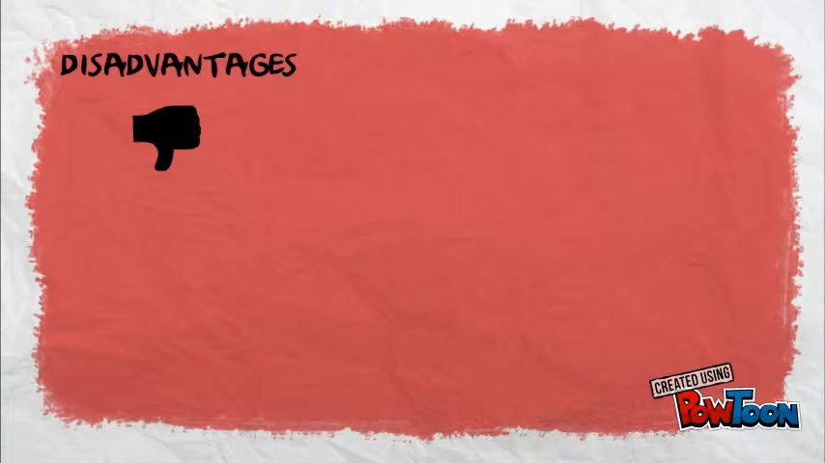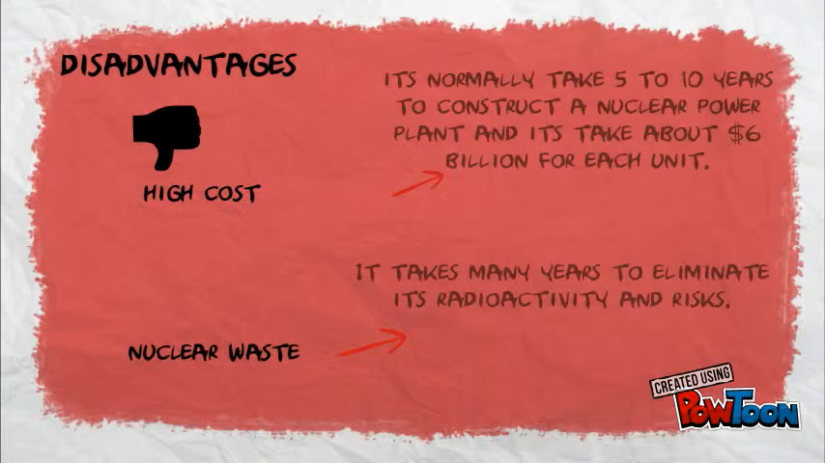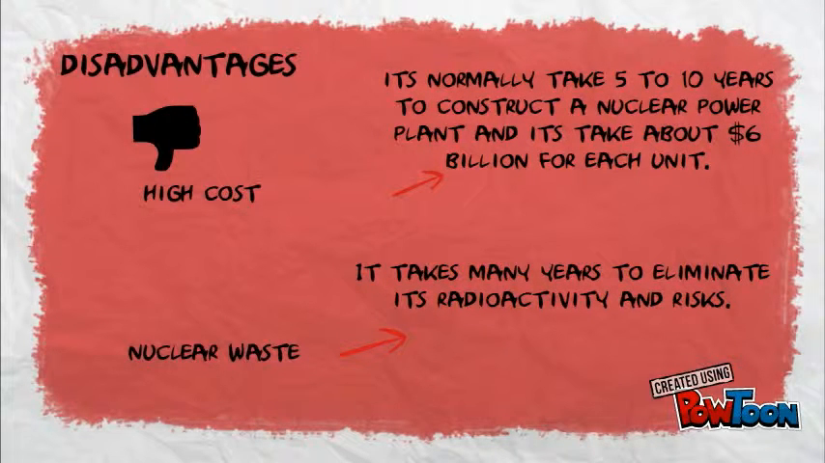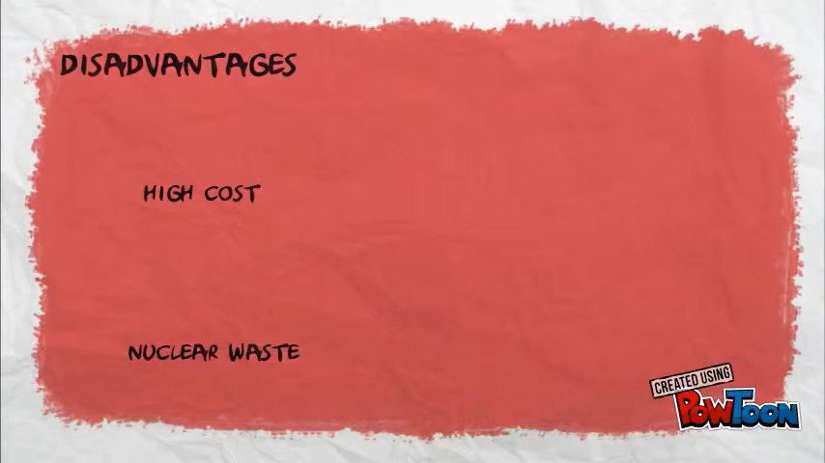However, the disadvantages are high cost, because it takes a long time and is expensive to build a nuclear power plant. The nuclear waste from the nuclear power plant emits radiation, and the nuclear waste can last over 100 years.